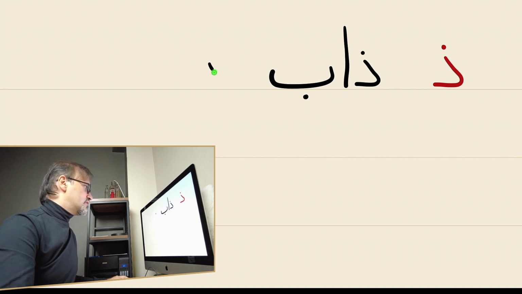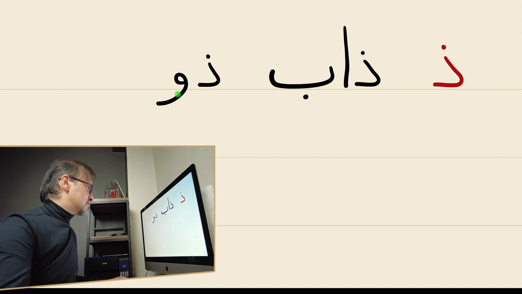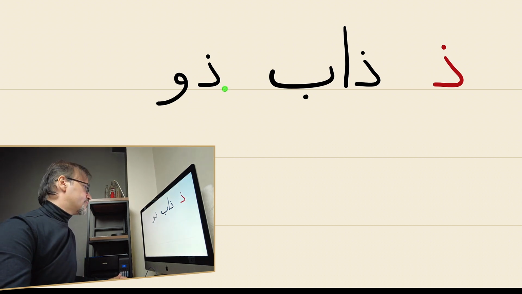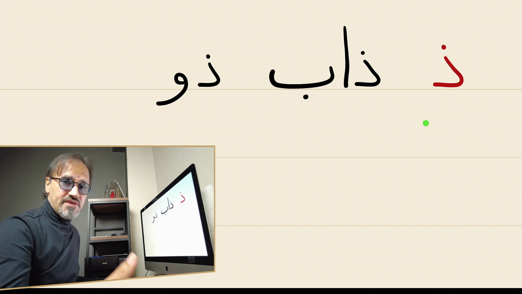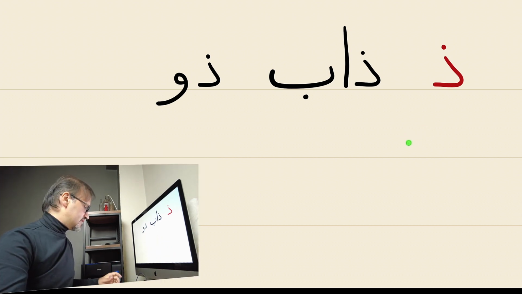Add connected to a waw. We have the dhal with a waw. As you can see, these two letters cannot be connected because this one doesn't accept any connection from the left-hand side, and the waw is the opposite. It can't accept any connection from the right-hand side. So they just stand alone like this. This is how you pronounce this. It's dhu. And that's the sound.